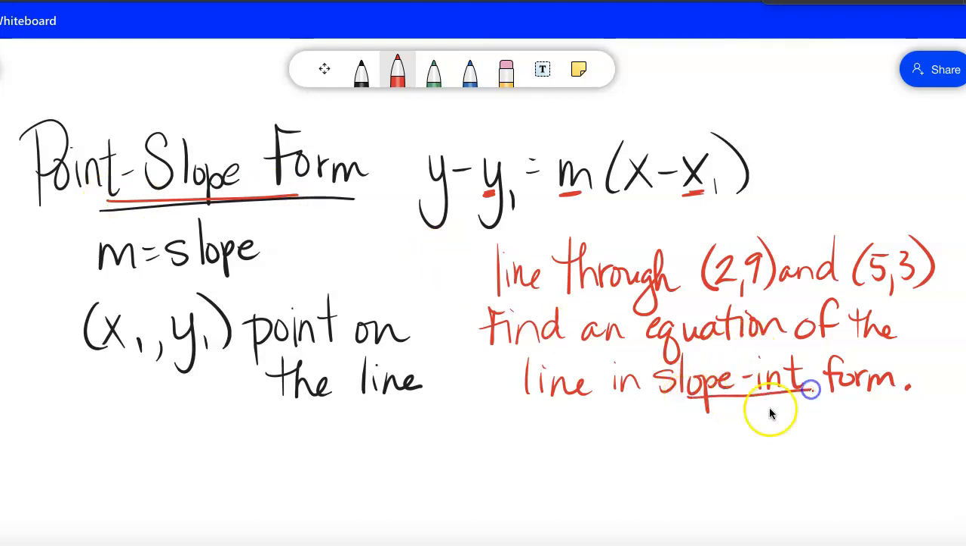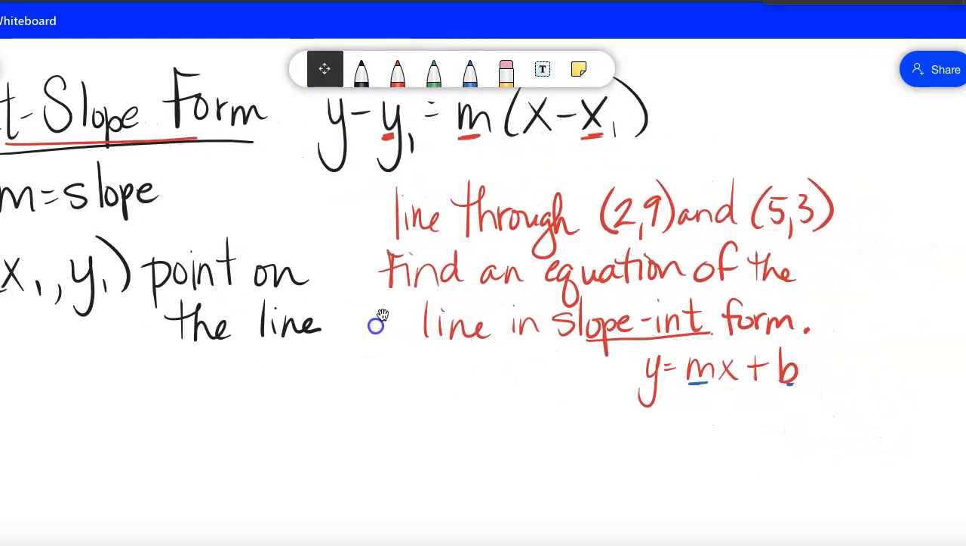Remember that slope-intercept form, I have to know the slope and the y-intercept. Well, I don't know either one of those this time. I do need to know the slope and the y-intercept. I don't know either one. All I know is two ordered pairs. So what we're going to do is we're going to take our ordered pairs. I'm going to go ahead and label them x1, y1, x2, y2, and I'm going to find the slope.